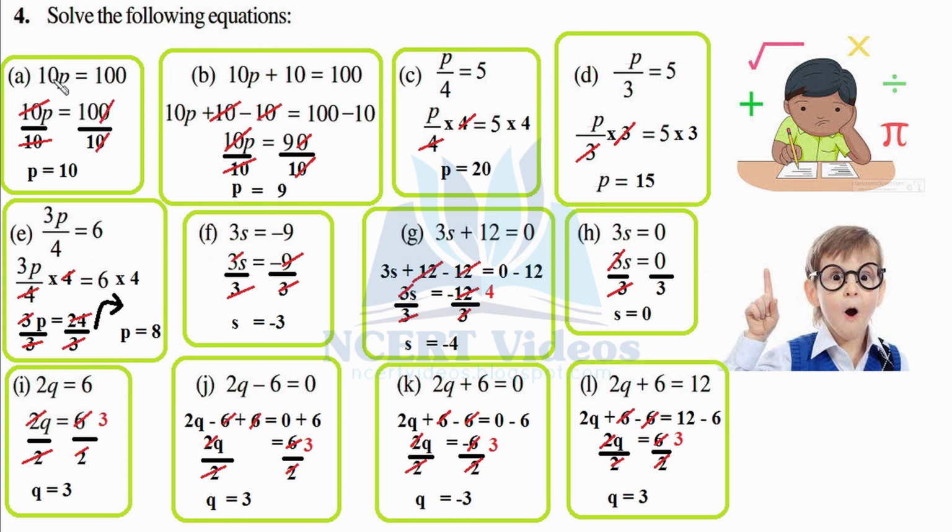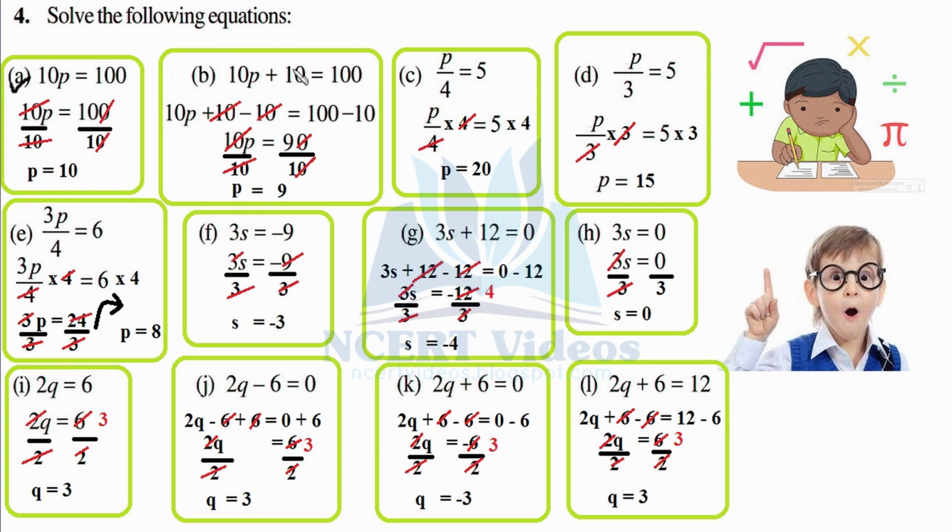What we do, it is getting multiplied, so we introduce 10 in the denominator, that is we divide on both sides. So 10p equals 100 as it is, division with 10 on both sides. So that 10 gets cancelled out. Now we are left with p only, p is separated, 0 cancels, so p equal to 10 is the required solution of this equation. B, 10p plus 10 equals 100.